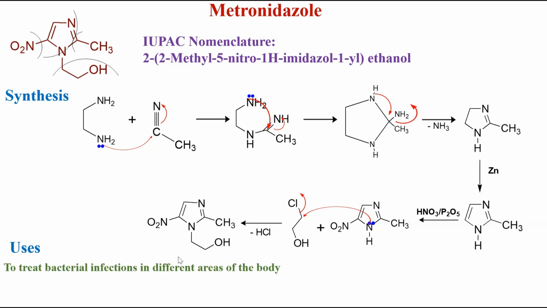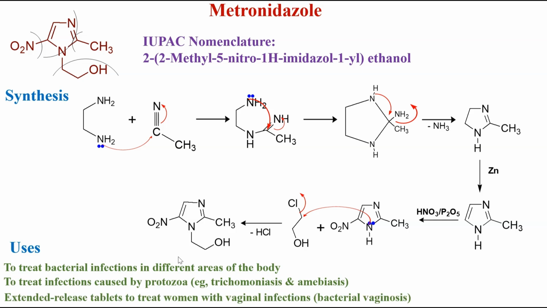Metronidazole finds its use as an antibacterial agent. It is used to treat infections in different areas of the body. It also finds its use as an antiprotozoal agent in the treatment of trichomoniasis and amoebiasis. Extended release dosage forms are available for the treatment of vaginal infection of women, which is called bacterial vaginosis. This is the approach we can follow for the synthesis of metronidazole.